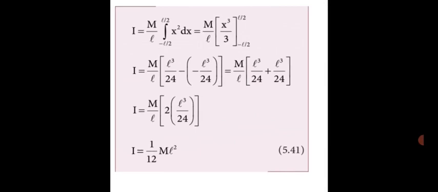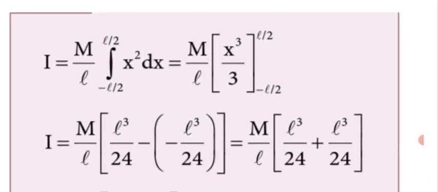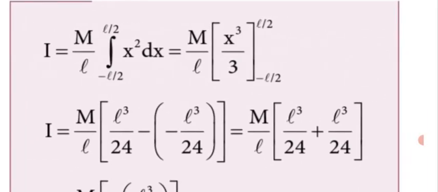I'll repeat the integration part again. First we integrate x square dx, with the upper limit plus L by 2 and the lower limit minus L by 2. After integrating, you get x cube by 3 as the answer, and then we substitute the limits. You substitute only in terms of x, replacing x with the limit value. So in place of x you substitute L by 2, and you get L by 2 whole cube by 3.